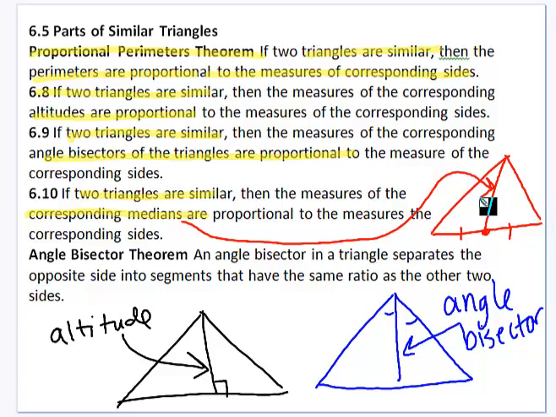And then I just put on here the angle bisector theorem. The angle bisector separates the opposite side into segments that have the same ratios. So our angle bisector, we can also set up ratios between here. So we can also say if we have this angle bisector, 4 over x is equal to 6 over 2. So it also splits it up that way for us. So let's get into some examples here.